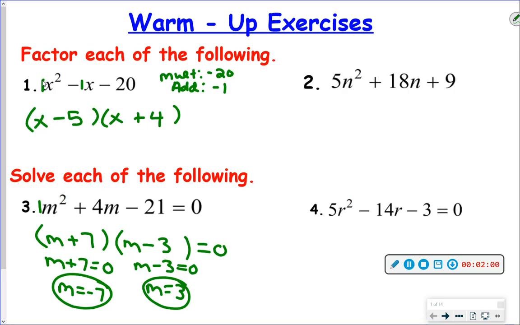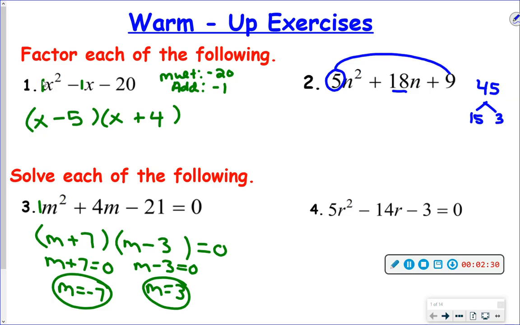Just depends on the problem. Now, the reason I did 1 and 3 out of order is because it's a little different process on 2 and 4. Trinomial still, but you have this lead coefficient that's not 1. So a little more work. You have to multiply your outside two numbers. So 5 times 9. I'm going to jot it on the side. We have to come up with two numbers that multiply to 45 and add to 18. Oh, 15 and 3. Good job, Coleman.